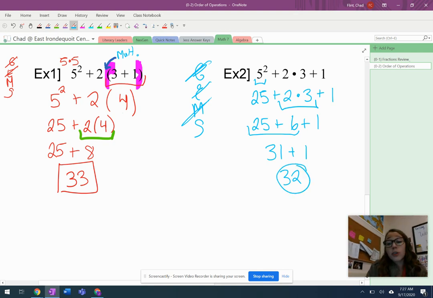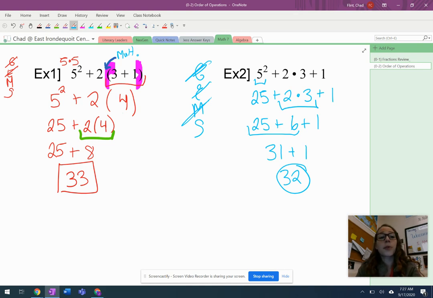So close answers, right? They're within 1 point of each other, but not the same, and not the same process to get there. So very, very important that when you're doing your practice problems and your homework problems that you are following the order of operations. Use your notes.